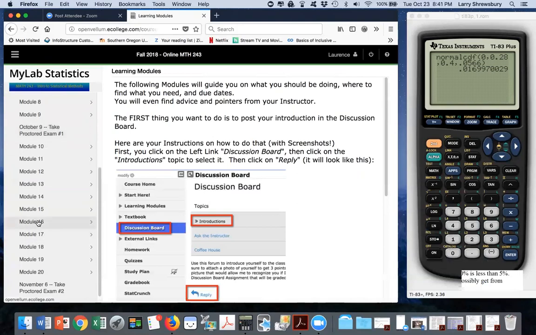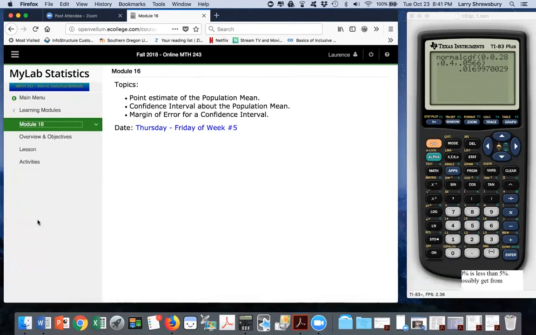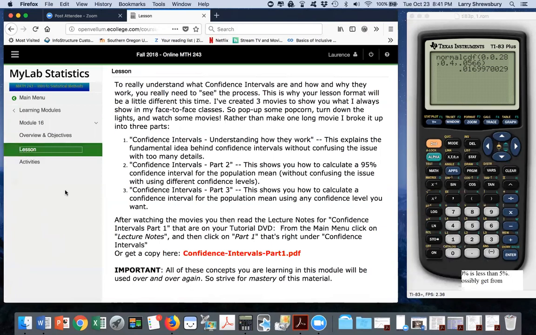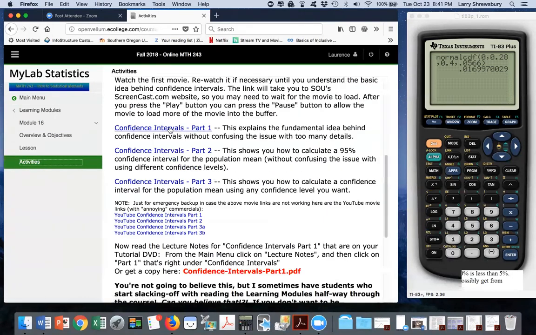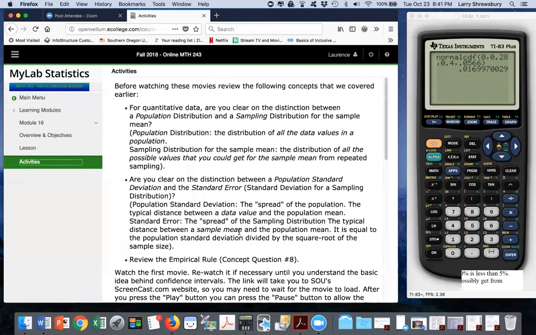Then when you get to 16, you're starting the second half of the term essentially. And you're getting into confidence intervals. And what you have here, you got the lecture notes, of course, but you also have the movies. So you got confidence intervals part 1, this movie, confidence intervals part 2, and part 3. So they're in small little parts, but you got the movies to learn the material in addition to the lecture notes. Okay?